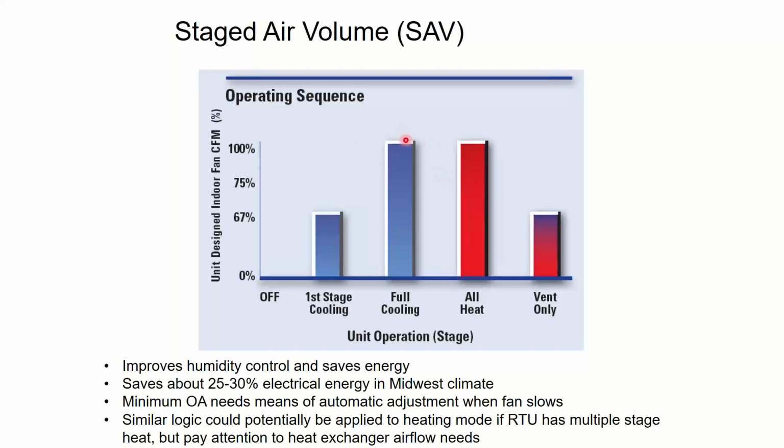Full cooling, I need the full airflow because that's what I designed it for, right? And then heating, I would love to have 2 heating speeds, one for second stage heat and one for first stage heat. It's just that I can't go down to the 67% for first stage heat because it's not enough airflow for most of the heaters. So I'd have to be somewhere in the 70 or 80% range.